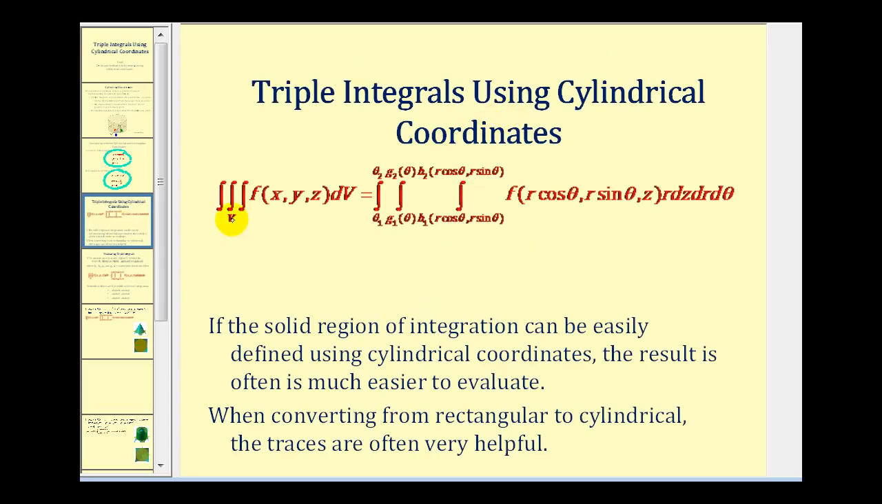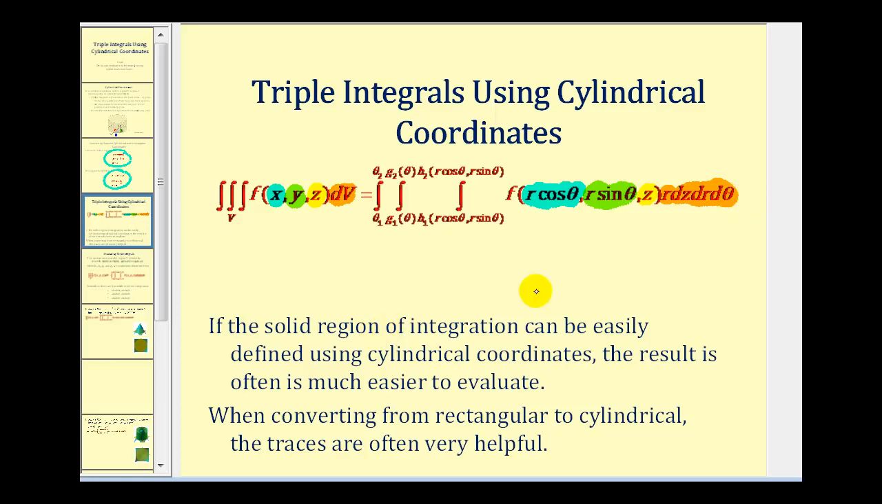Now let's talk about converting a triple integral in rectangular form to cylindrical form. The first thing we should notice here is that f of x, y, z must be written as f of r cosine theta, r sine theta, z. So to convert the rectangular equation to a cylindrical equation, we replace x with r cosine theta, y with r sine theta, and z remains z. And just as when we were dealing with polar coordinates, differential v gives us an extra factor of r, and then dz, dr, d theta.